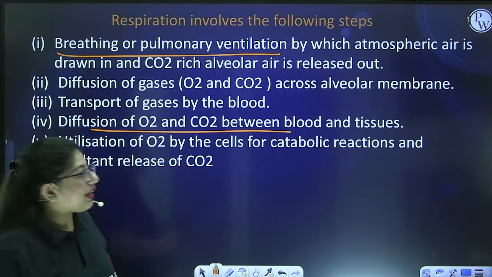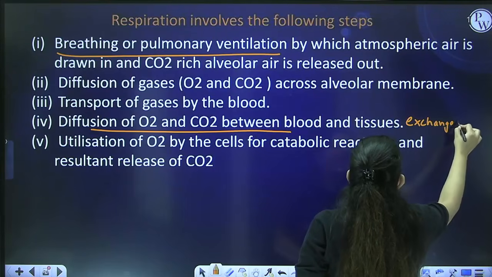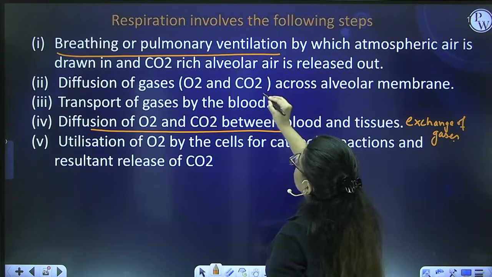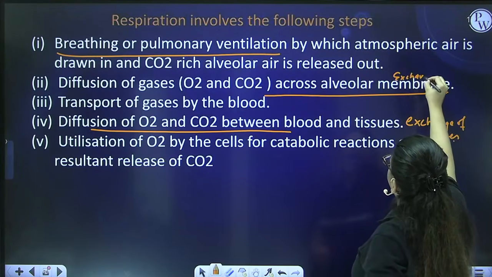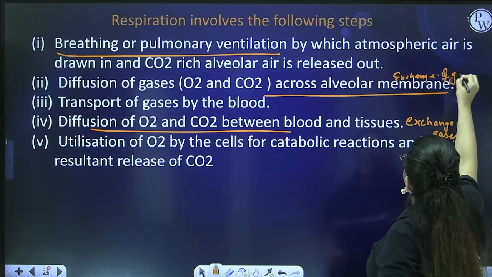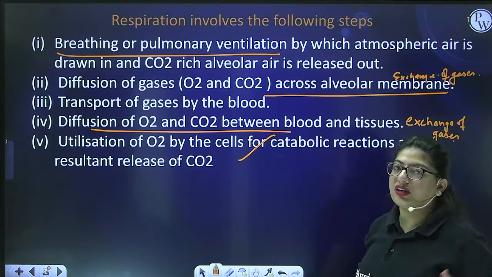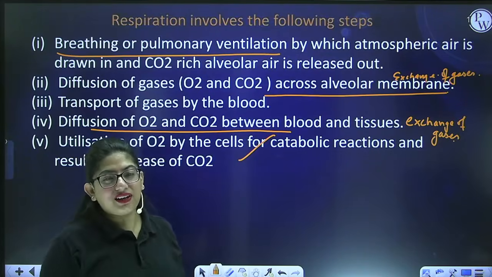So we say that exchange of gases takes place at 2 places. One between blood and tissues, another between blood and alveolar membrane. Here also exchange. Okay. Next, then the cells will pick up the oxygen and give you energy. This is what the entire chapter contains, and this is what we will start to study now.